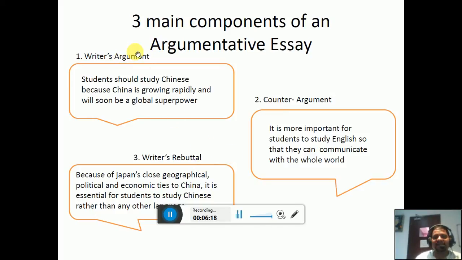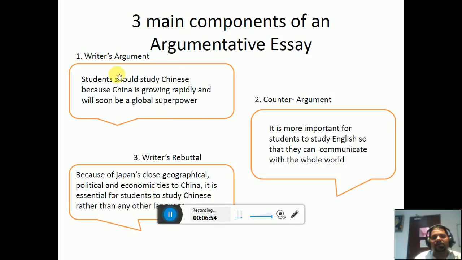What is the writer's argument? The writer's argument is the position the writer takes, whose side he takes. Is demonetization good or is demonetization bad? So the position that the writer takes becomes the writer's argument. Now look here, there is an example of a scenario, and here the writer is saying this is his position and this is his argument, that students should study Chinese because China is growing rapidly and will soon be a global superpower.